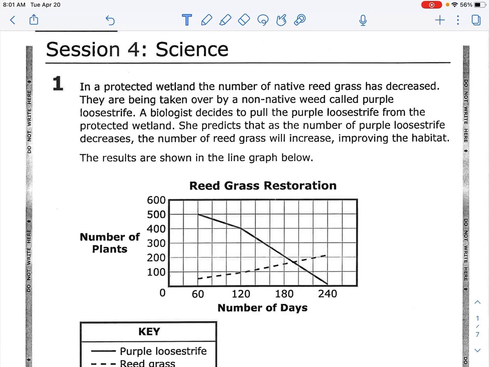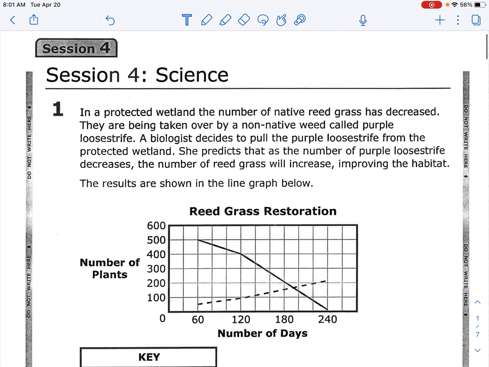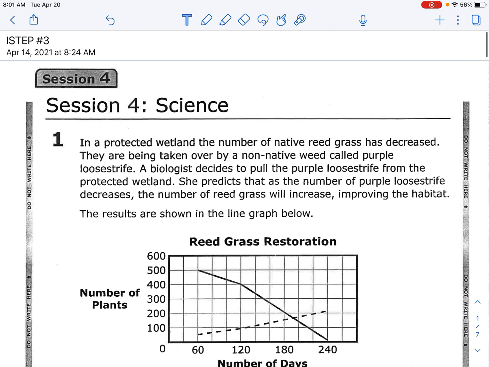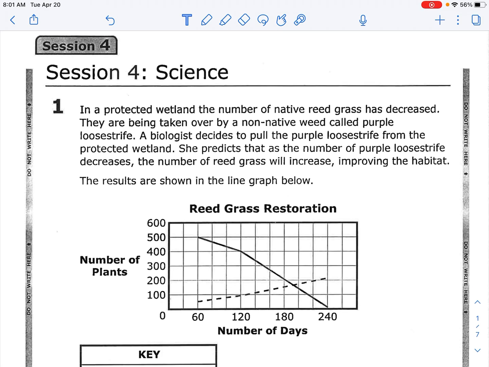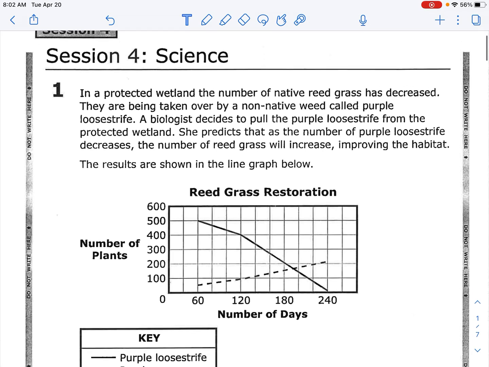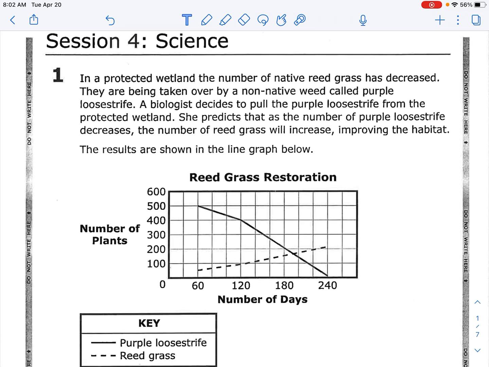All right, guys, let's go ahead and go over this iStep prep number 3. In a protected wetland, the number of native reed plants has decreased. They are being taken over by a non-native weed called purple loosestrife. A biologist decides to pull the purple loosestrife from the protected wetland. She predicts that as the number of purple loosestrife decreases, the number of reed grass will increase, improving the habitat. The results are shown in the line graph below.